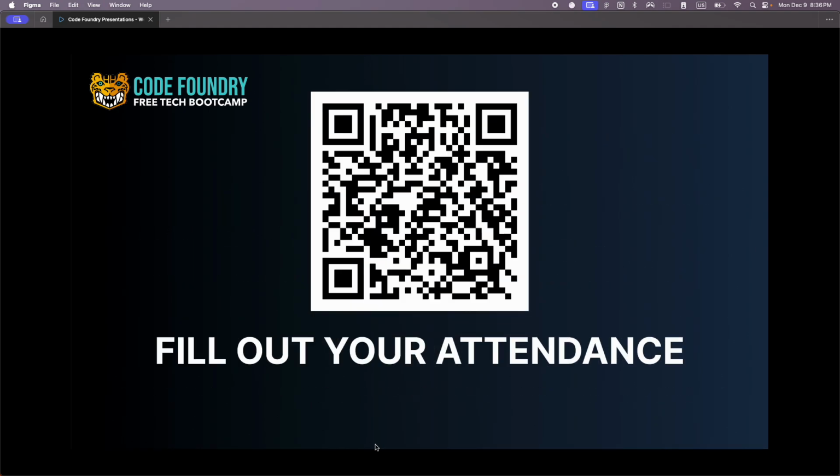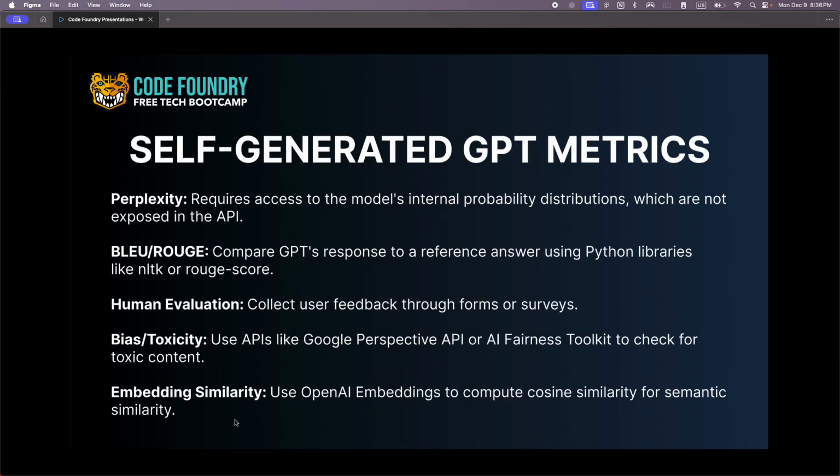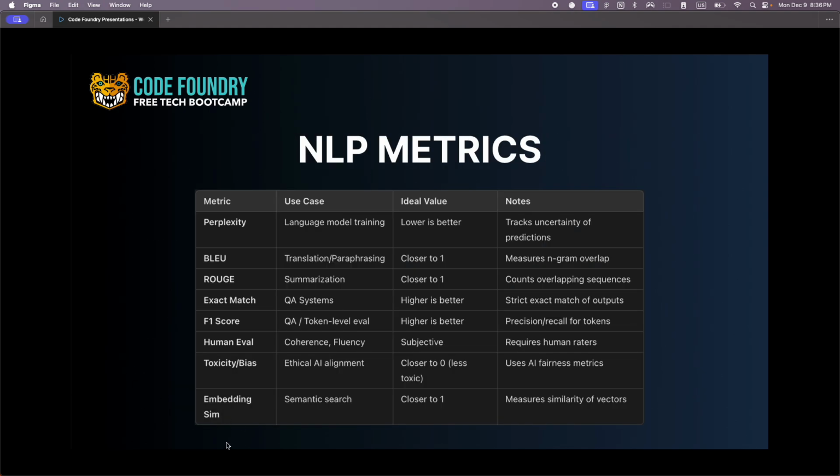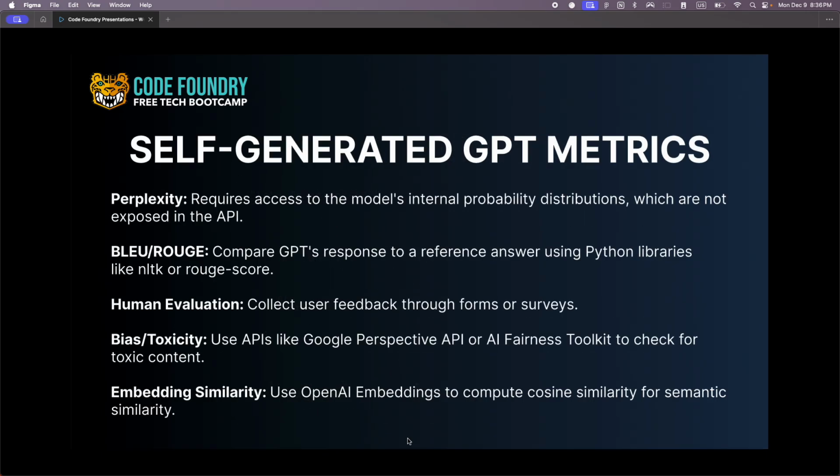So that is it for, oh wait, what's that? Oh, if you're thinking about implementing a GPT API into your application, I would recommend looking more into embedding similarities. And that is one of the NLP metrics mentioned in our NLP metrics table here. And the reason being is that it might be able to help you understand how effective your implementation is and how effective your prompts are being, if that makes sense. OpenAI gives you a tool to do that, so that's great as well.